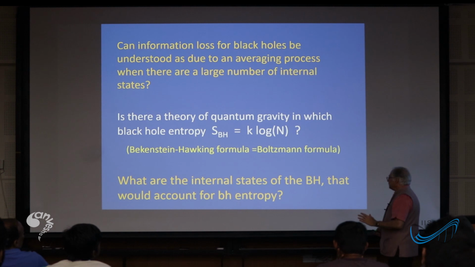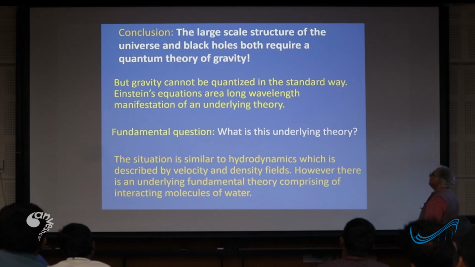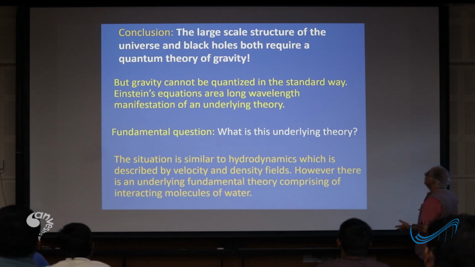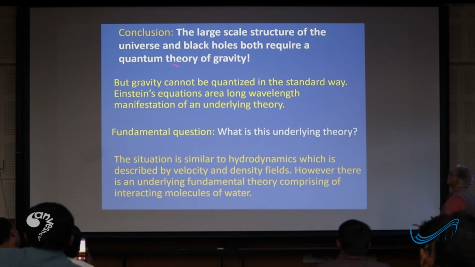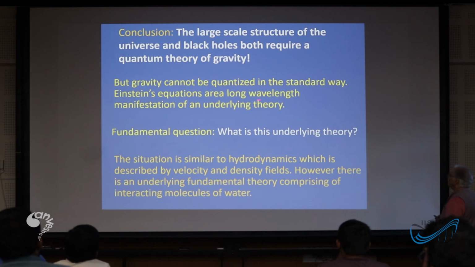Okay. So, now, this is the conclusion. The large scale structure of the universe and black holes both require a quantum theory of gravity, and gravity cannot be quantized in the standard way. So, Einstein's equations are a long wavelength manifestation of the underlying theory. So, the main question I was posing: what is this underlying theory?